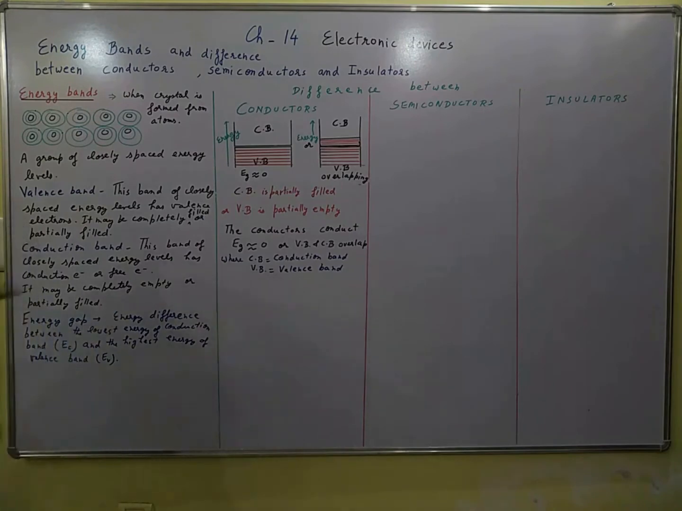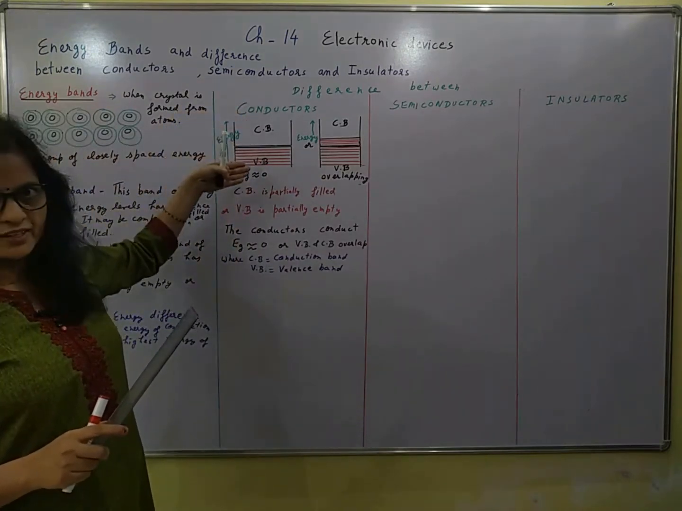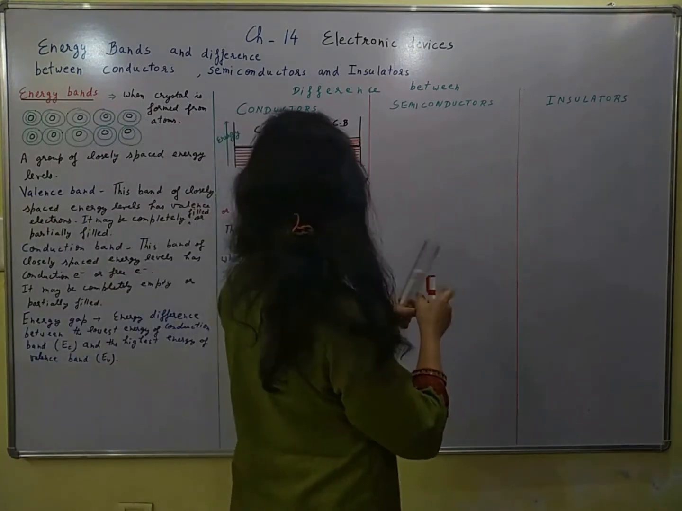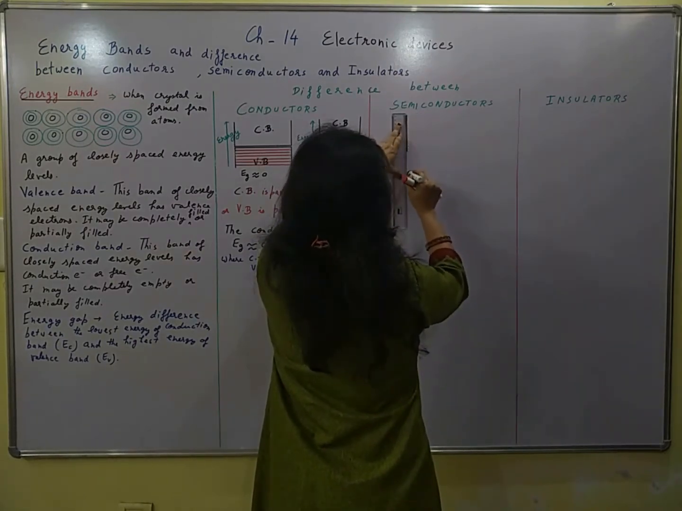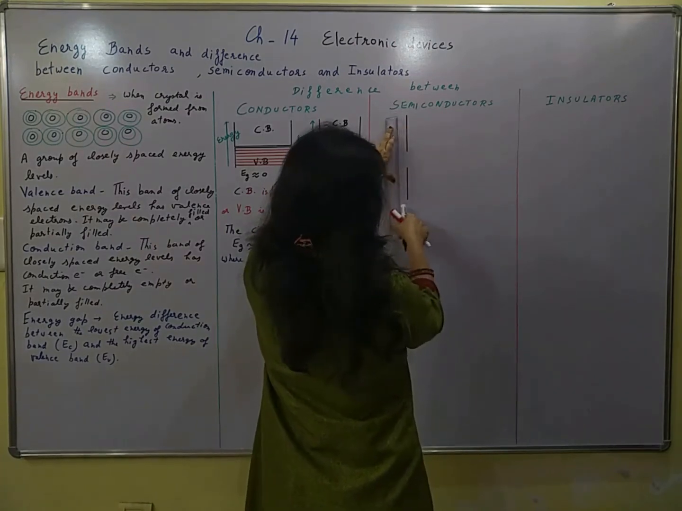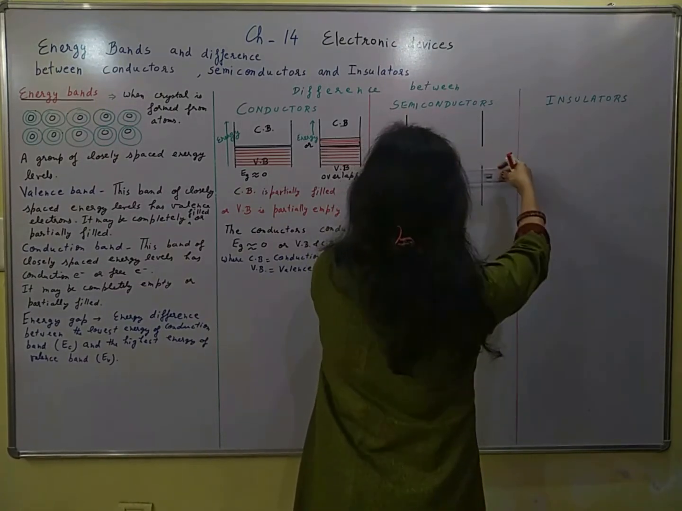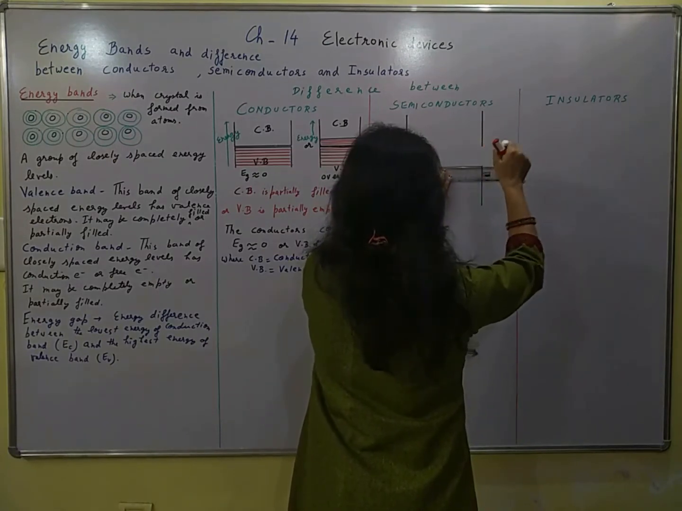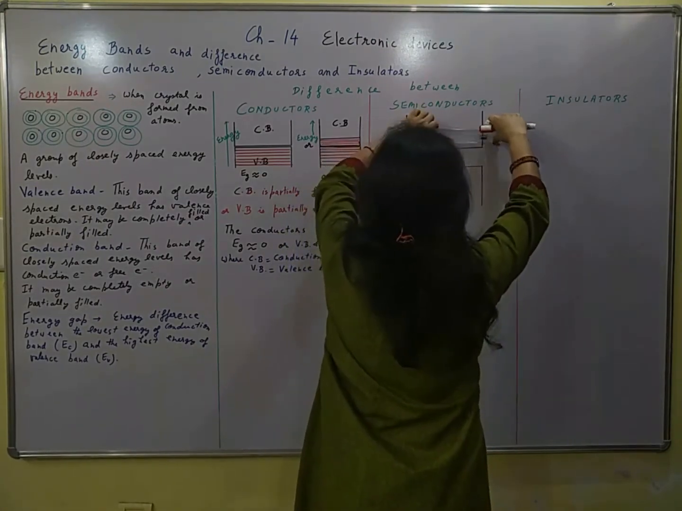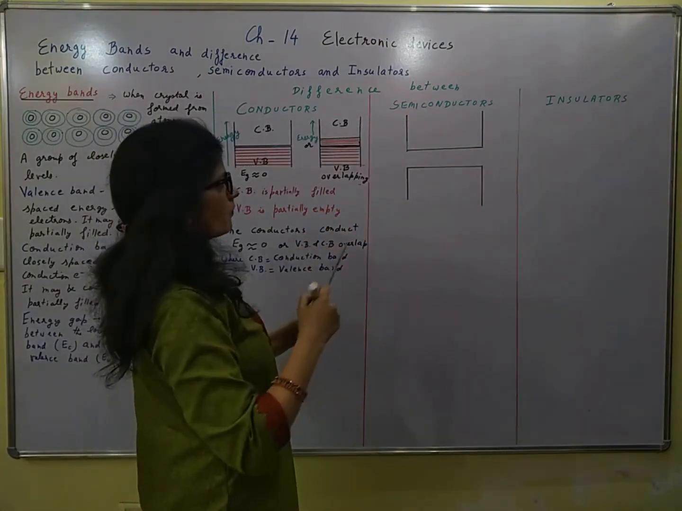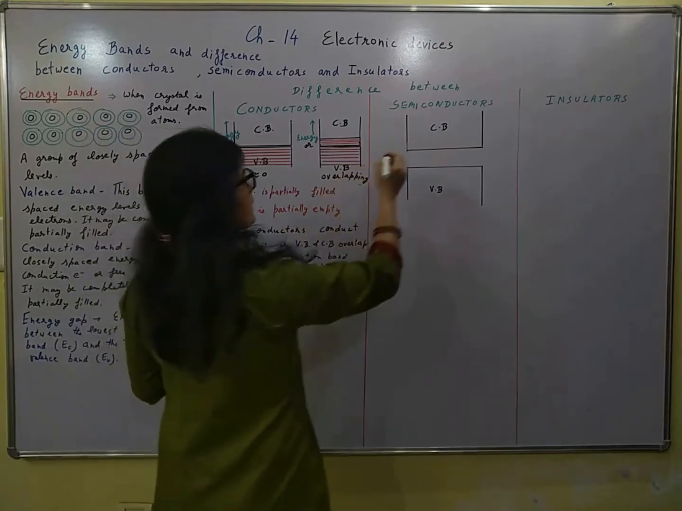Now we will draw the diagram for the semiconductors. In case of semiconductors, the energy gap between the conduction band and the valence band is less than 3 electron volt. And this is the energy gap.